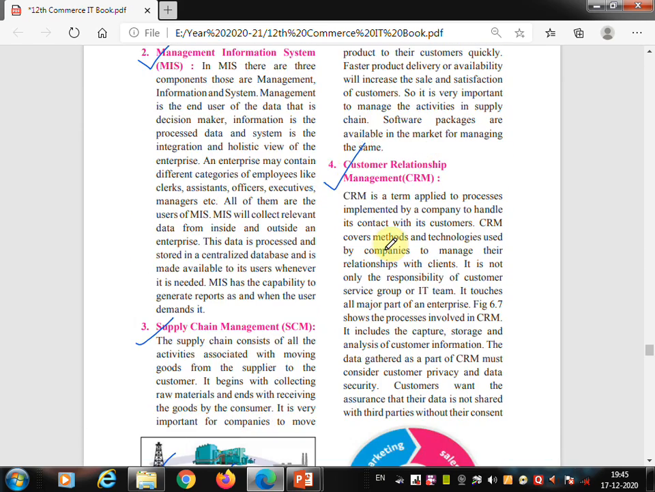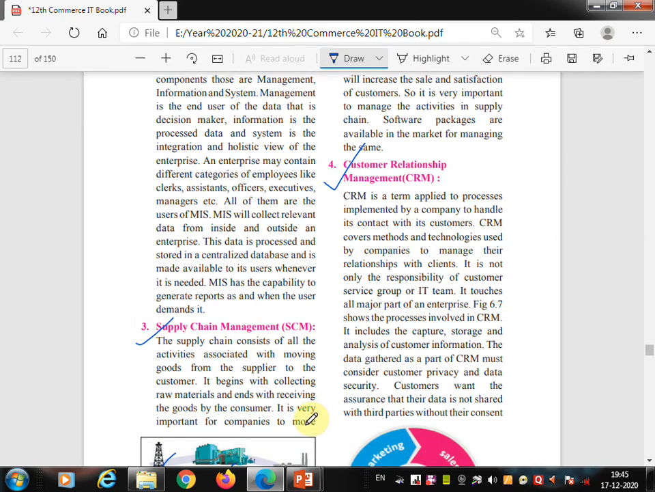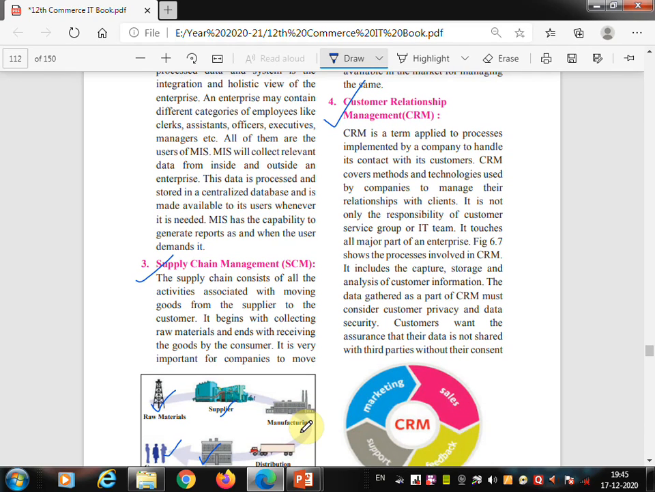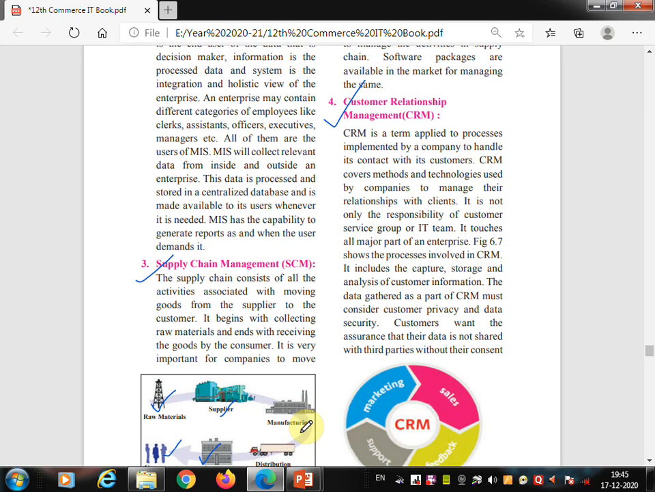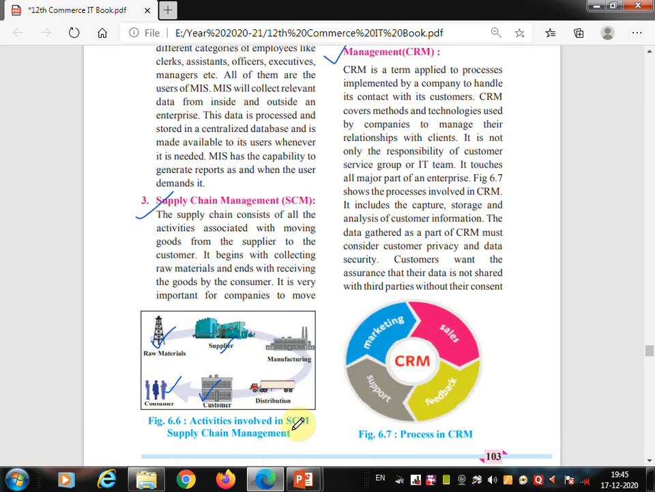Next, customer relationship management, CRM, is a term applied to processes implemented by a company to handle its contact with its customers. CRM covers methods and technology used by a company to manage their relationship with the client, and it is not only the responsibility of the customer service group or IT team. It touches all major parts of the enterprise.